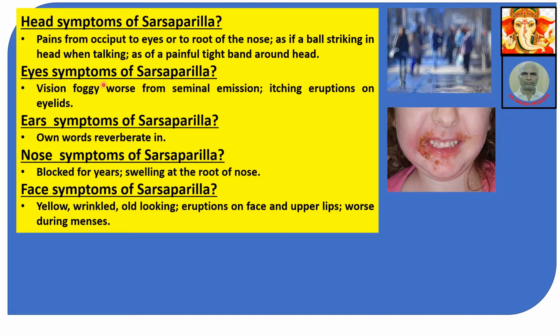Eye symptoms of Sarsaparilla: vision foggy. Note this: foggy vision. Worse from seminal emission, itching eruption on eyelids. Ear symptoms of Sarsaparilla: own words reverberate in ears. Very peculiar symptom. Your own words will reverberate in your own ears. Reverberate means reflections.